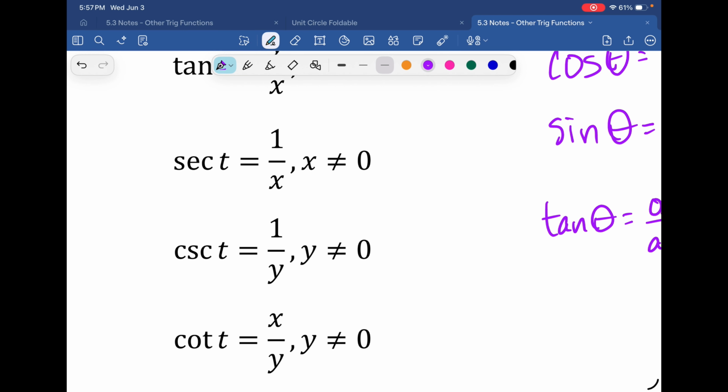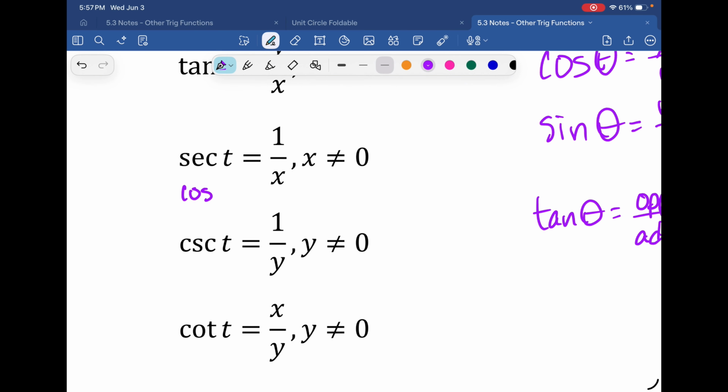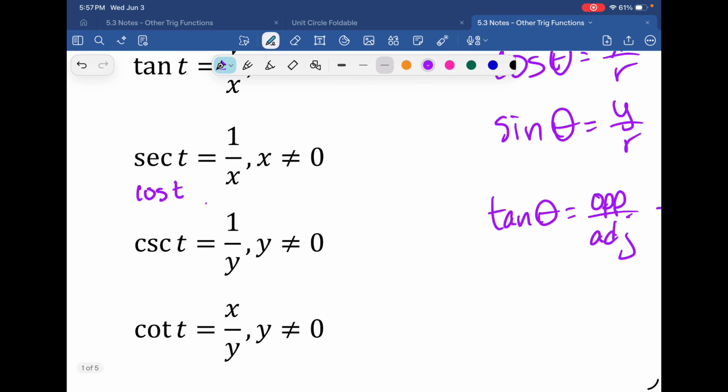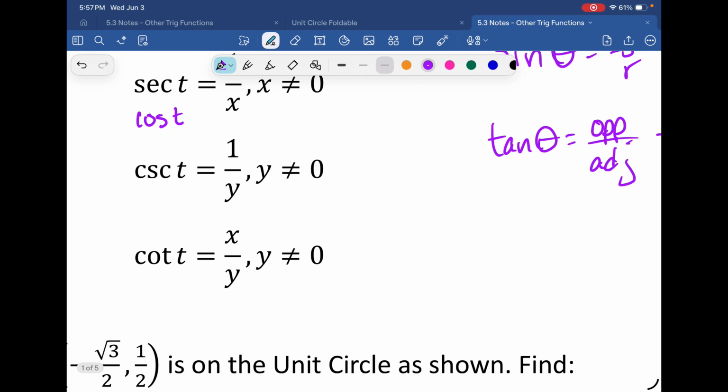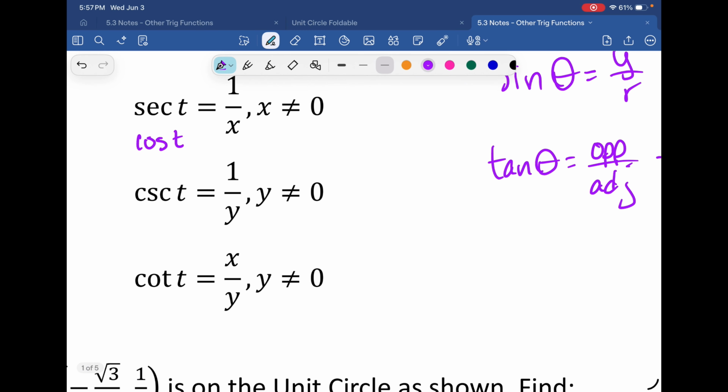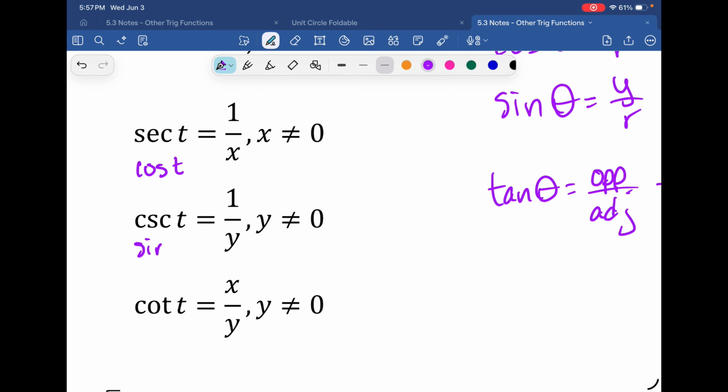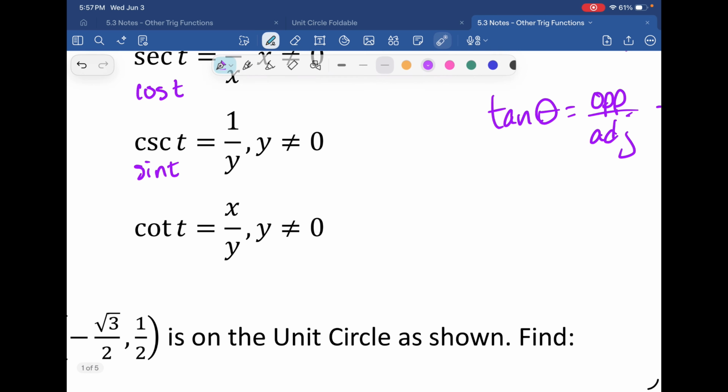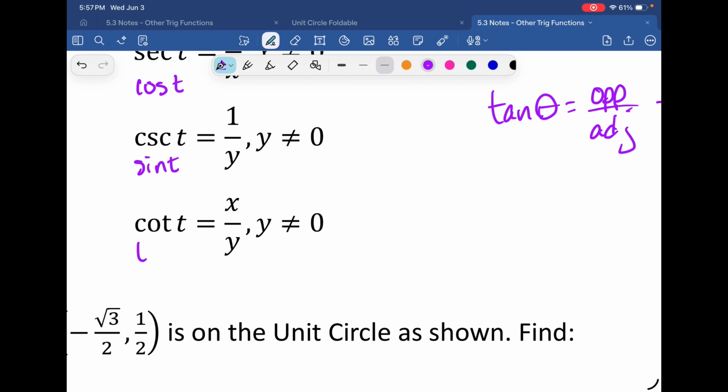Secant, this is the reciprocal of cosine. All right, so if cosine is x, then secant must be 1 over x. Cosecant is the reciprocal of sine. So if sine is y, then cosecant is 1 over y. And cotangent is the reciprocal of tangent. Well, tangent is y over x, then cotangent must be x over y.